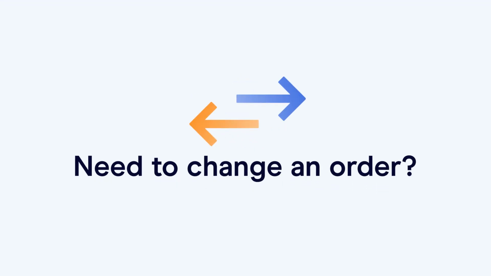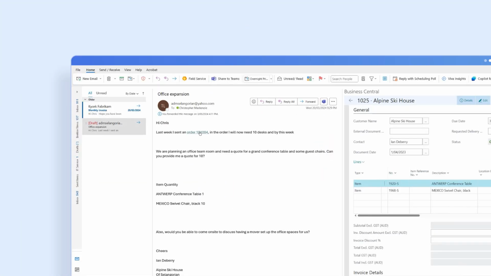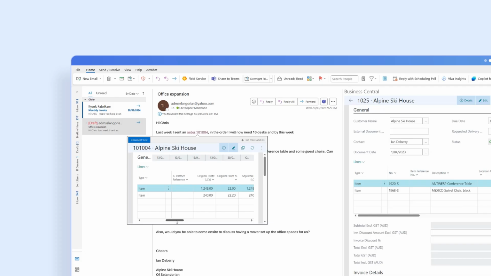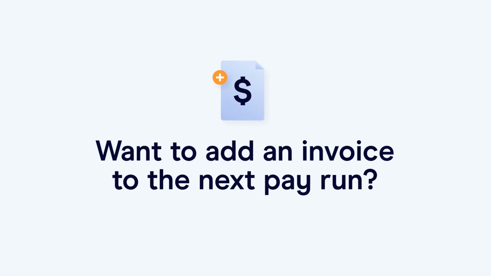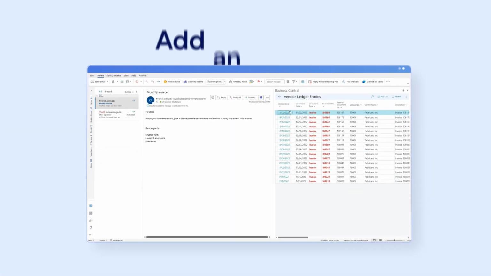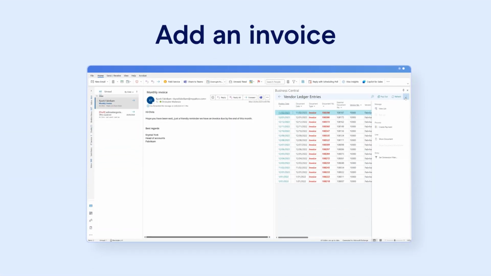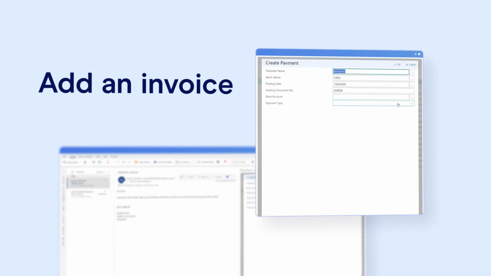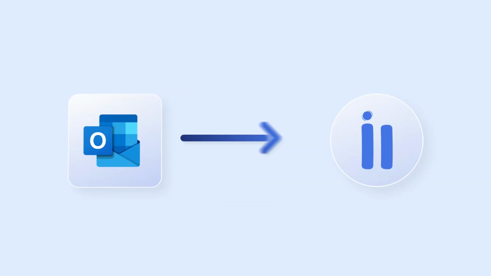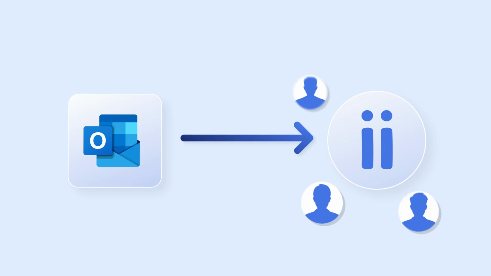Need to change an order? Click on the sales order number in a customer's email, update, cancel, and respond to their request without leaving Outlook. Want to add an invoice to the next pay run? Keep all your documents organized and in one place by quickly adding it to Wiise. Actions taken in Outlook are synchronized with Wiise in real time, so your whole team has the latest information at all times.